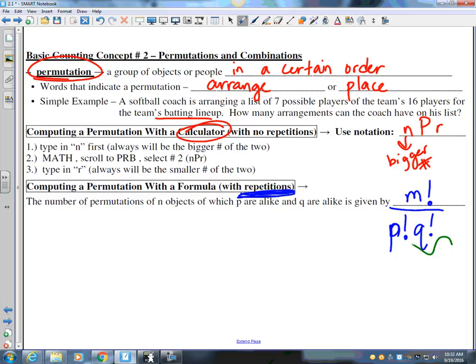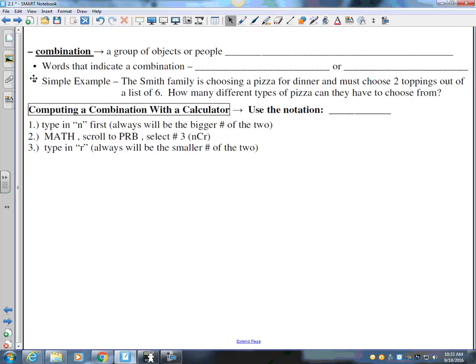Guys, if you want to, you can draw a squiggly line because there's not one on your paper, because this is all dealing with permutations, all this stuff. Okay. And then right after this is combination. Okay. So combination is the other word that you do need to know. A combination is a group of objects or people not in order.